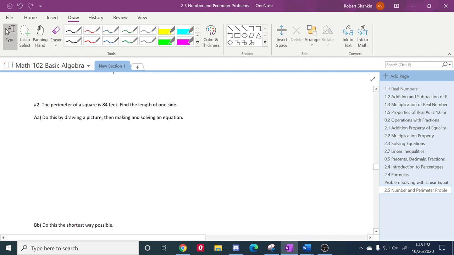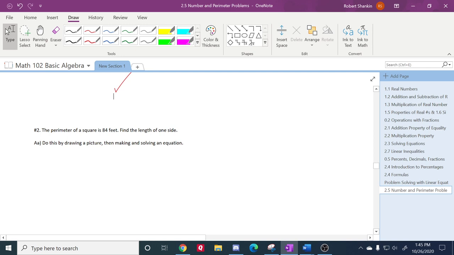All right, so number 2. The perimeter of a square is 84 feet. Find the length of one side. Do this by drawing a picture, then making and solving an equation. Now, you don't necessarily need to draw a picture and then make and solve an equation. You could do this other ways, but I'm asking you to do it this way to just kind of get you into the groove of looking at it this way.